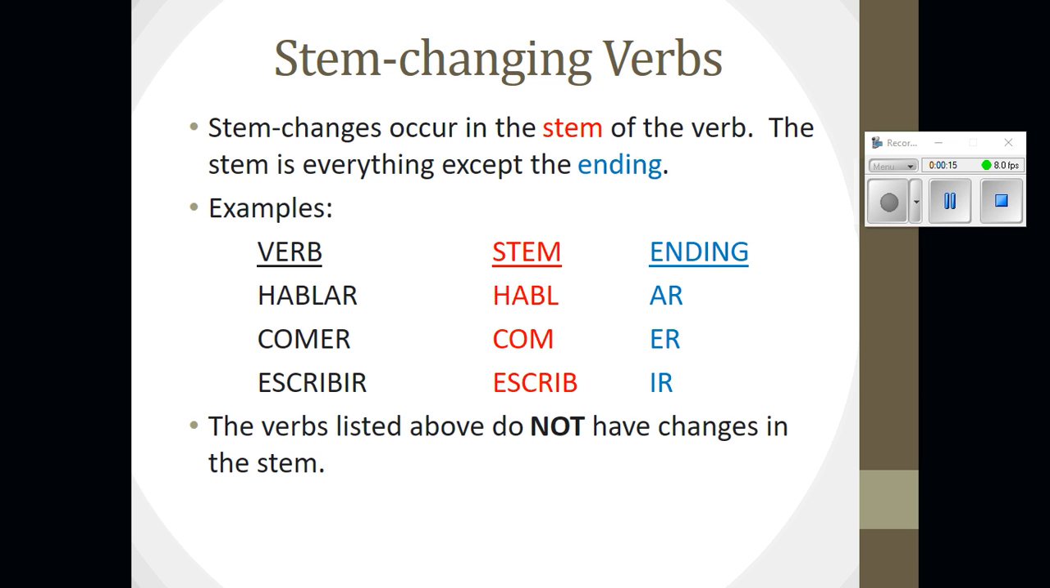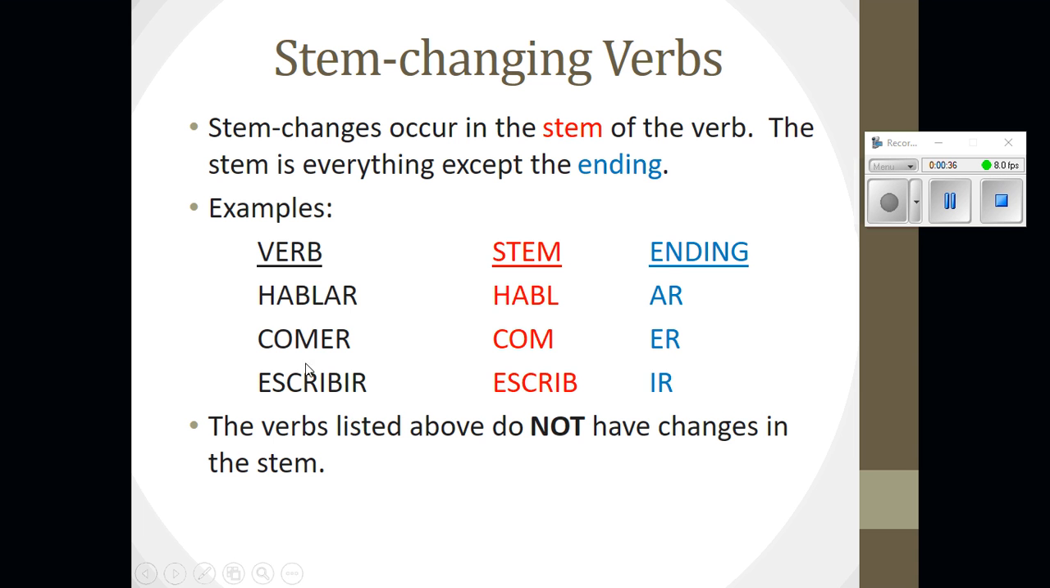Okay, remember that stem changes occur in the stem of the verb. The stem is everything except the ending. Now, we have already discussed this before, so this is not a new concept. Today we're going to talk about a different type of stem changing verb, but let's review the different parts of the verb. Okay, so we have hablar, to talk, comer, to eat, and escribir, to write.